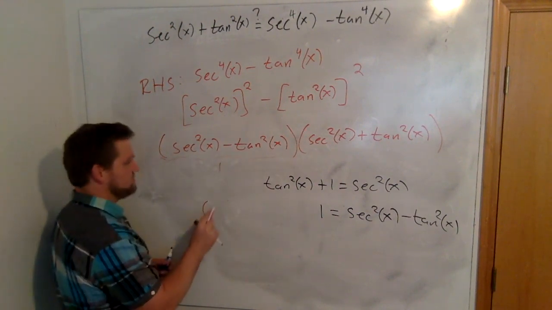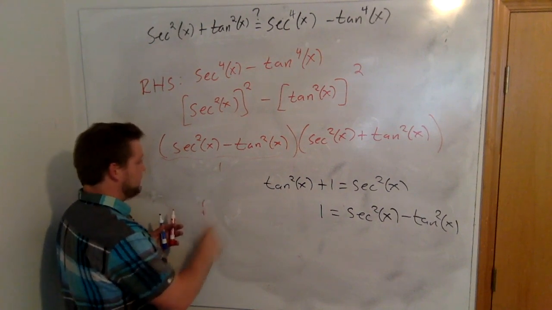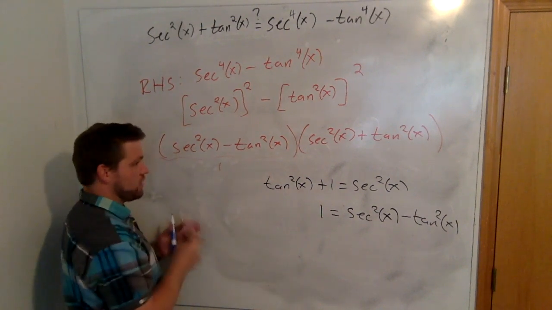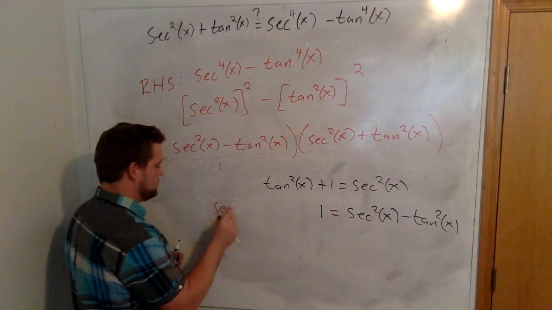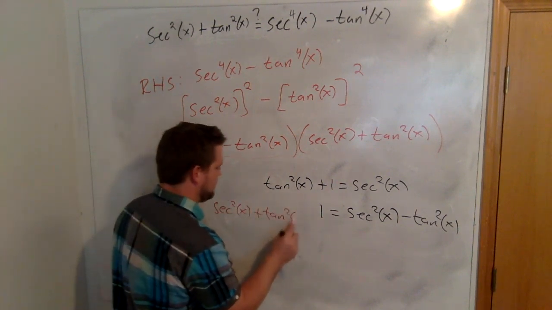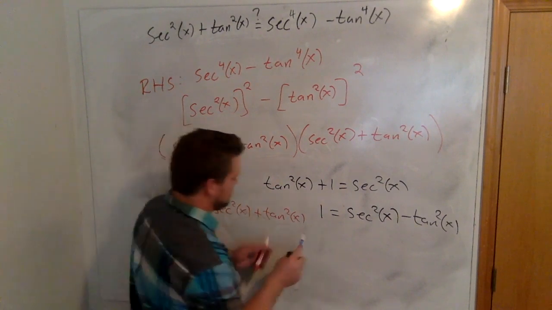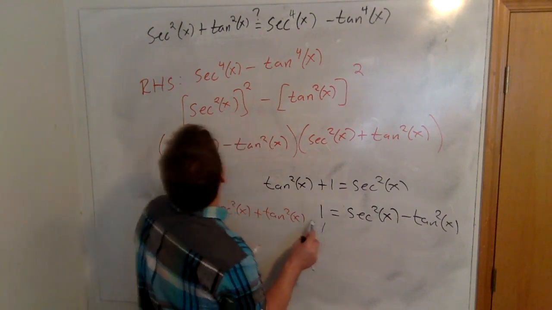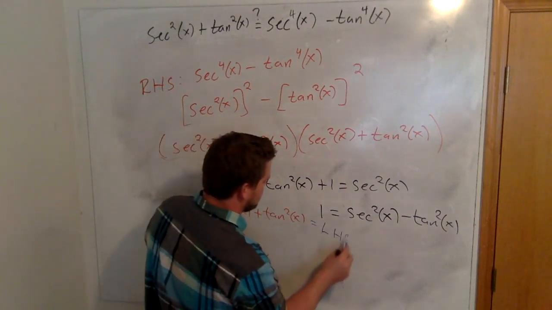So this is just the same thing as 1 times secant squared plus tan squared. Secant squared of x plus tan squared of x, which is the same thing as the left-hand side. And we're finished.